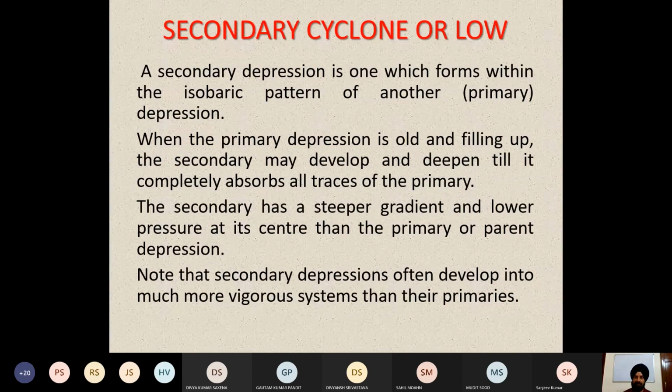So one low pressure came, then we feel happy, okay, now the low pressure is over, now we will have good weather. No, sometimes it is followed by another one, and that can be a stronger one, with higher speed winds, more rain, more clouds. Secondary depressions often develop into much more vigorous systems than their primaries.